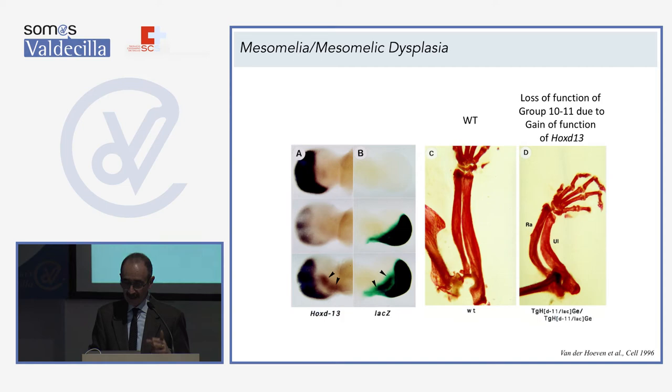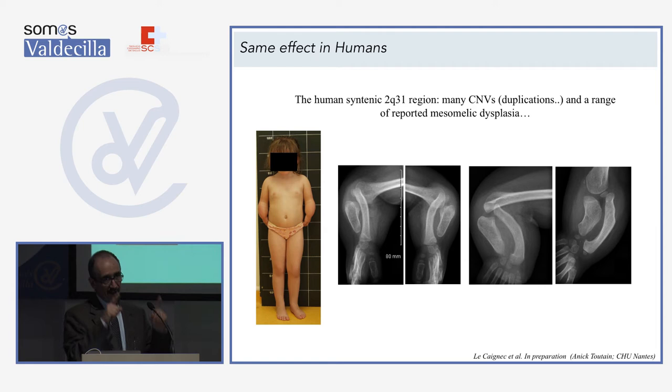Now, this phenotype here, if there are human geneticists in the room, is a very common phenotype in human. Many, many human families have mesomelic dysplasias. And a large percentage of these are due to problems in 2q31, the chromosomal region in human that is syntenic to mouse chromosome 2. It is the HoxD cluster. I show you here an example. This is a very interesting case.